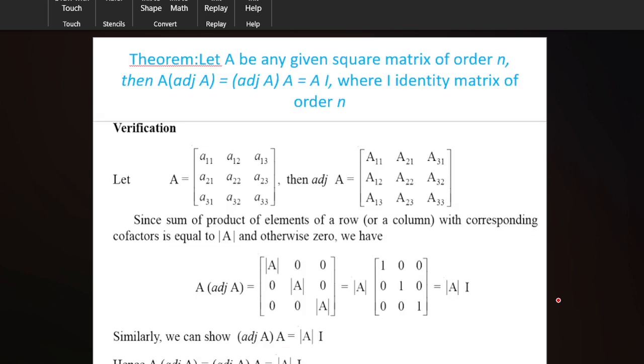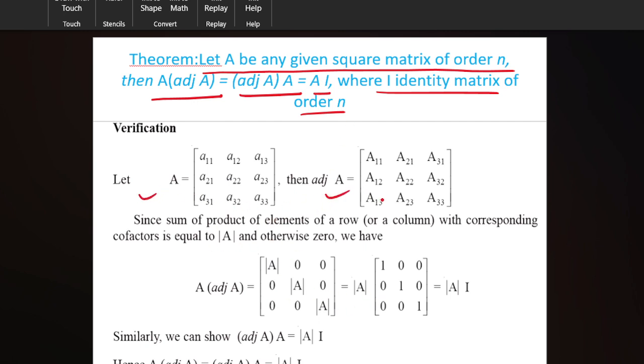Now here, one important formula. Let A be any given square matrix of order n. Then A into adjoint of A equals determinant of A into I, where I is the identity matrix of order n. So this can be proved also.